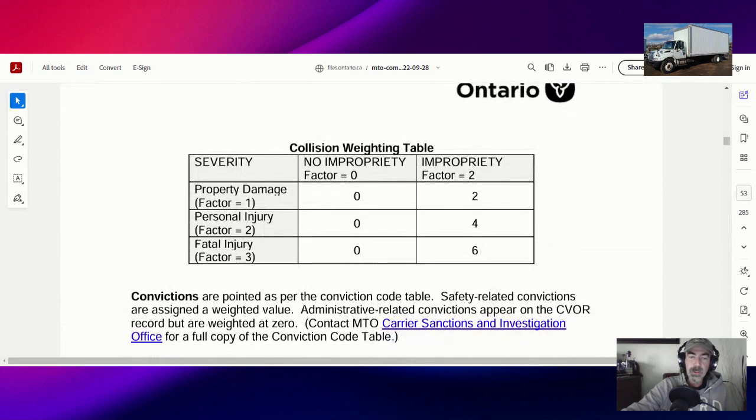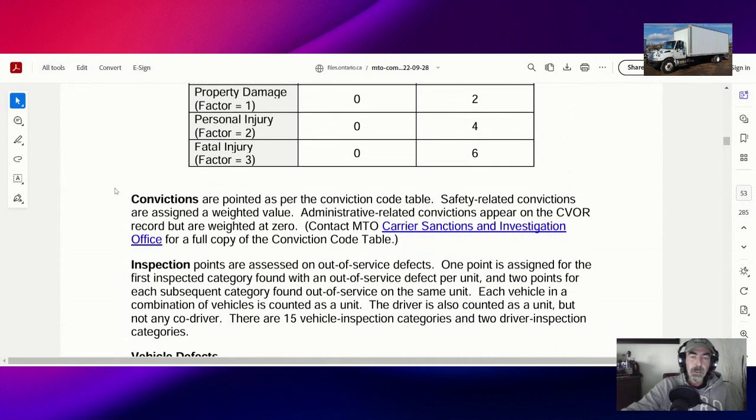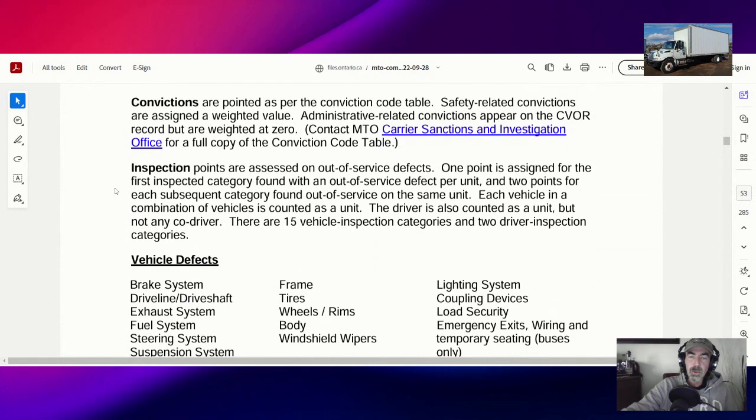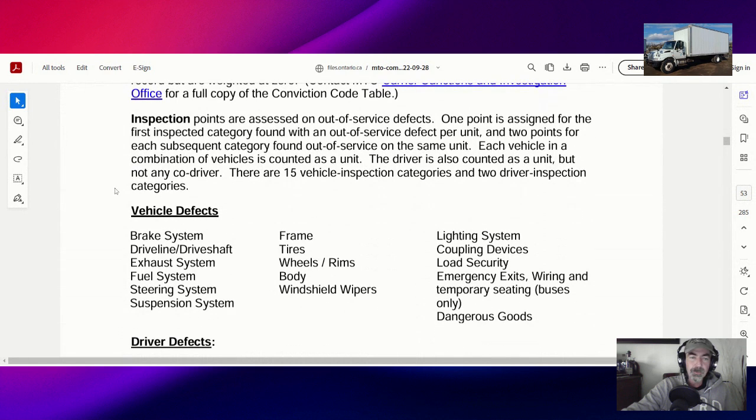Collision weighting table. Severity, no impropriety factor equals 0, impropriety factor equals 2. Property damage, personal injury factor 2, fatal injury factor 3. Convictions are pointed as per conviction code table. Safety related convictions are assigned a weighted value. Administrative related convictions appear on the CVOR record but are weighted at 0. Contact MTO Carrier Sanctions and Investigation Office for a full copy of the conviction code table.